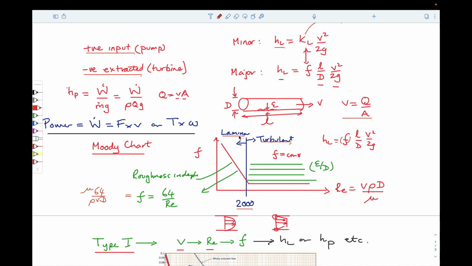So in the laminar regime, we can define it in terms of Reynolds number, and it knocks one of the velocities out in this term here, and we solve for head loss as a function of velocity.